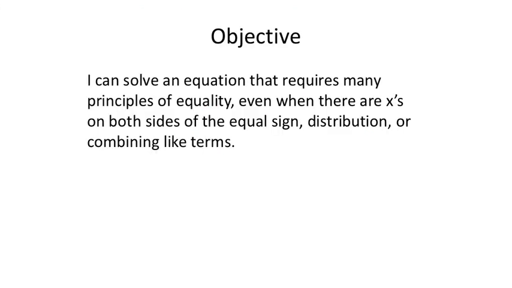Now there's our objective. I can solve an equation that requires many principles of equality, even when there are x's on both sides of the equal sign, because we can use principles of equality even on x terms, even when there's distribution, even when there's combining like terms. Boom. Now what this means as well is that as long as we have an equation that has only one letter in it, we should be able to solve it no matter what at this point, even though in the future we may see some that have decimals and fractions in them, which we will.